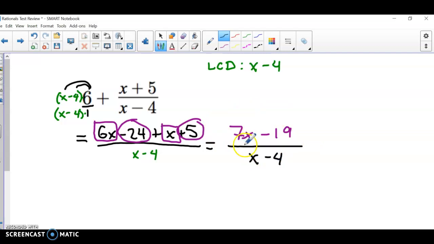I've combined all the like terms that I can. I've kept my least common denominator. Here we are. I'm done. So this is my answer to this one.